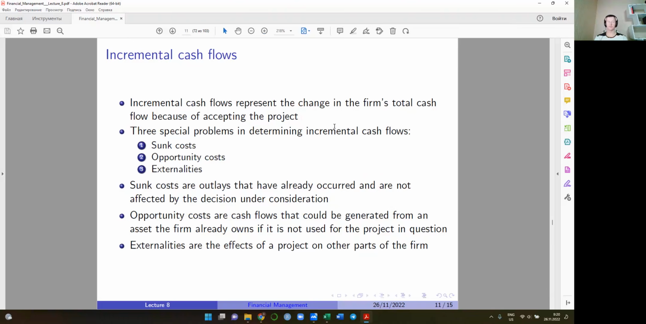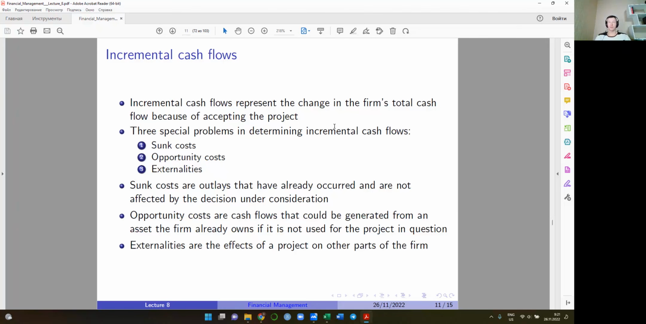And externalities. Externalities are the effects of a project on other parts of the firm. The simplest example is when you start producing a new version of a mobile phone, and the growing sales of this new version would cause negative growth in other projects. This is called cannibalization. So when a new product kills the old ones, you need to take this into account as a part of cost.